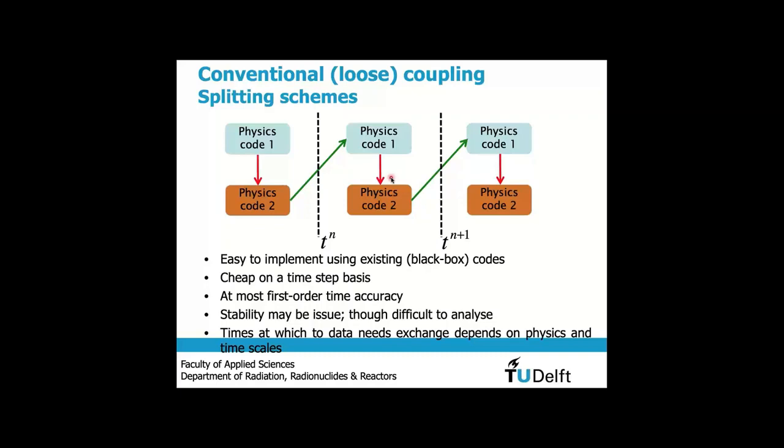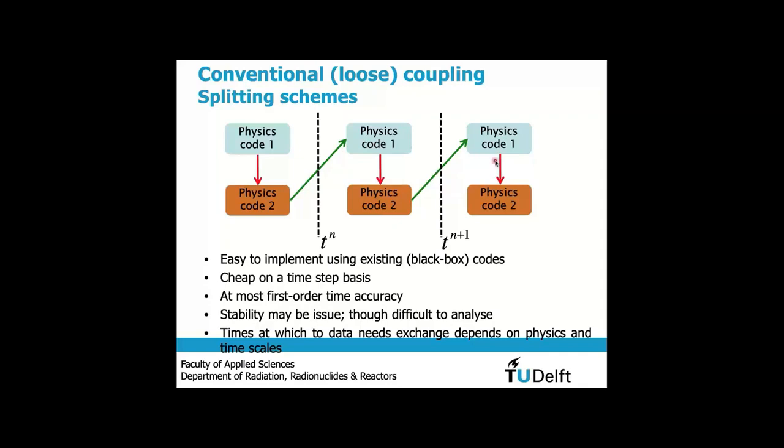And how do we actually proceed through time? Well, we solve for physics code number one. It gives its input to physics code number two. It updates its corresponding variables. I said it was the neutronics, so it will update the power density and the fluxes and all that, and the precursor densities. And then we move on to the next time step, where it will then transfer its output, the power density, to physics code number one again. And this whole process then starts all over, and I go to the next time step.